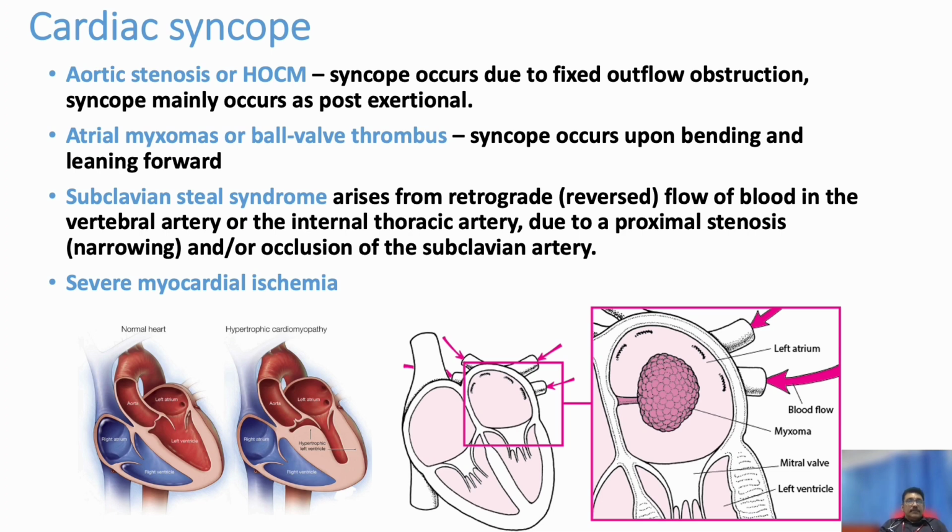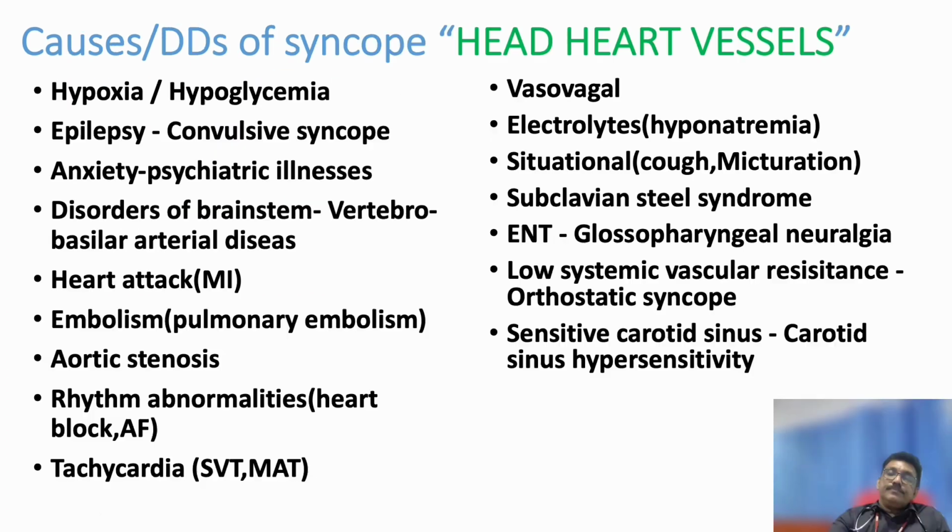So in that condition also, when the patient exerts, patient can develop a syncopal attack. Atrial myxoma and ball valve thrombus produce syncope only on selected postures. When the patient is lying down or sitting up, depending on the thrombus, the patient can develop obstruction of the valve and syncope. In subclavian steal syndrome, the patient can develop syncope when using his upper limbs. And severe MI can also produce syncope, because reduced blood supply to the heart reduces the pumping of the left ventricle.